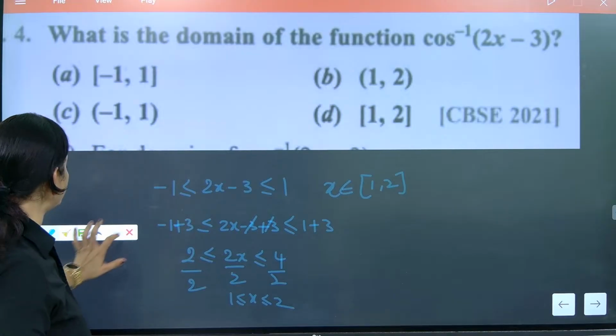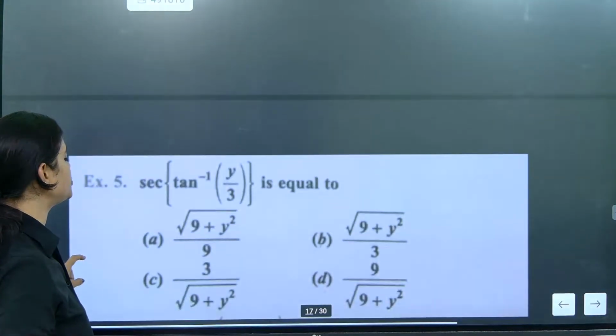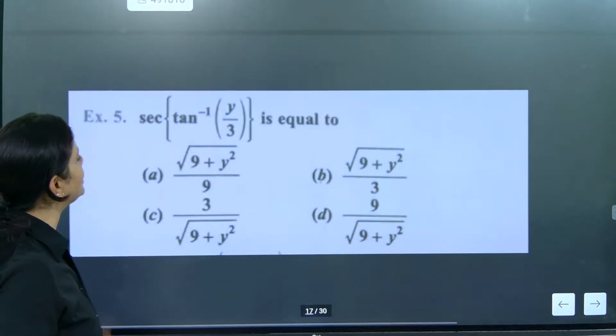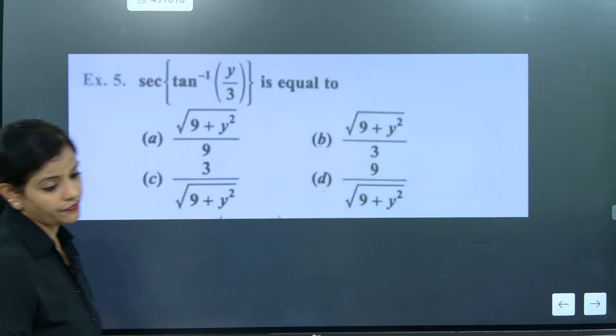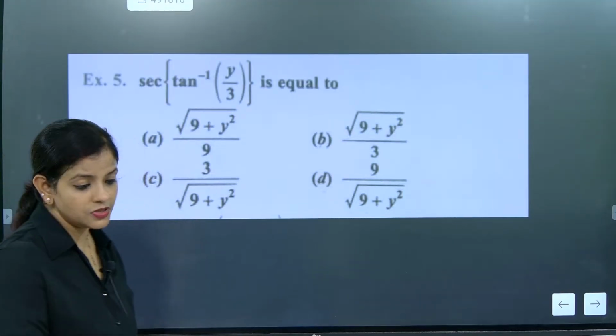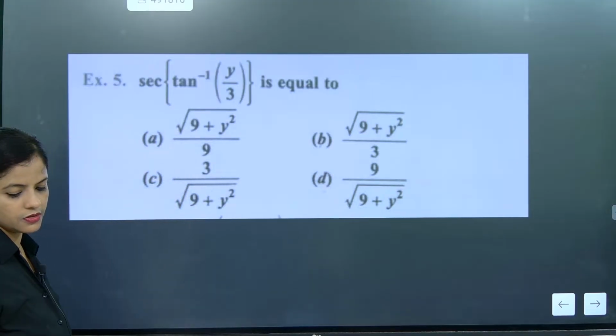At least one more question we can solve. Go for this question, because this is again a very good question. The question is: secant of tan inverse y by 3 is equal to which one? This is a very good question, you must solve it. Come on, go for it.